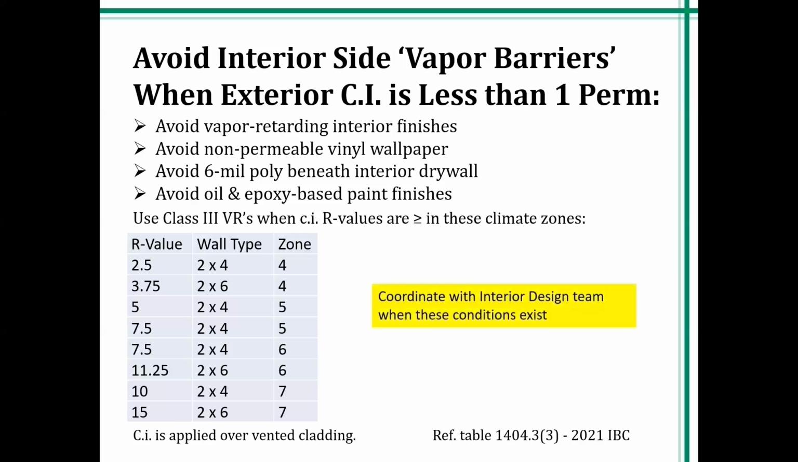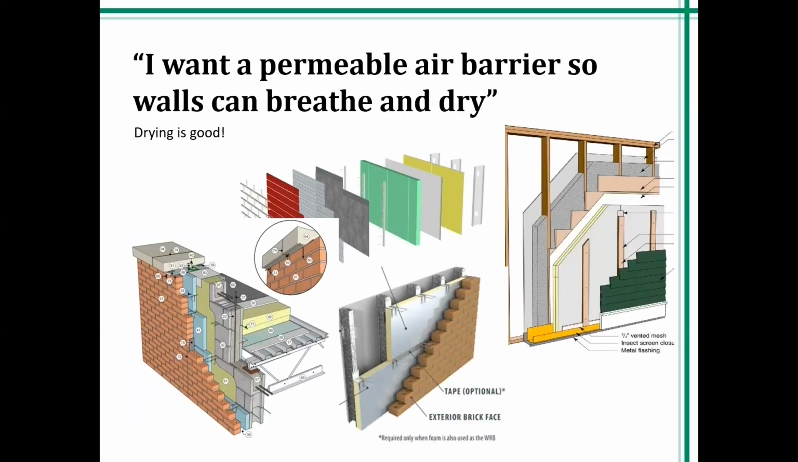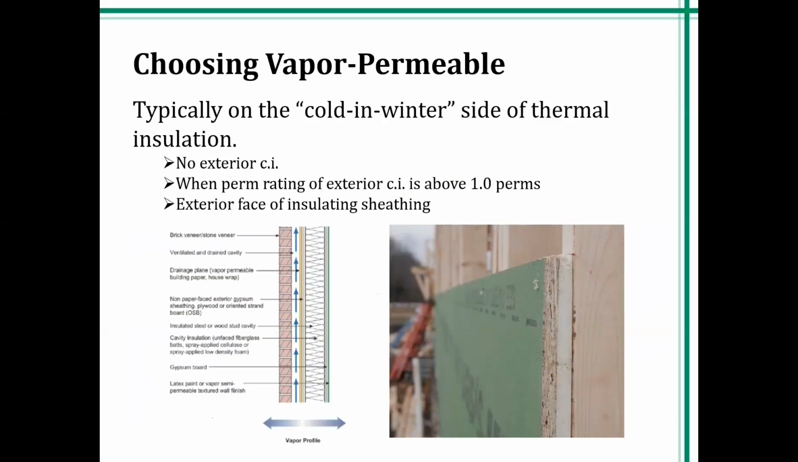Always coordinate with the interior design team when these types of conditions exist. People often will say, I want a permeable air barrier so my walls can breathe and dry. Drying is good. It's never a bad thing. Choosing a vapor permeable air barrier, typically on the cold and winter side of the insulation. Here we're showing an example of these insulating sheathings. There are a number of manufacturers that make them.